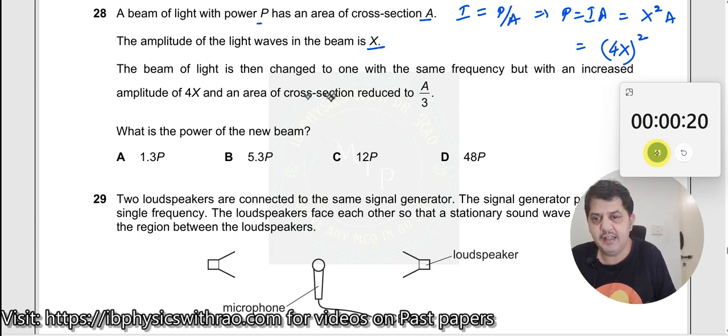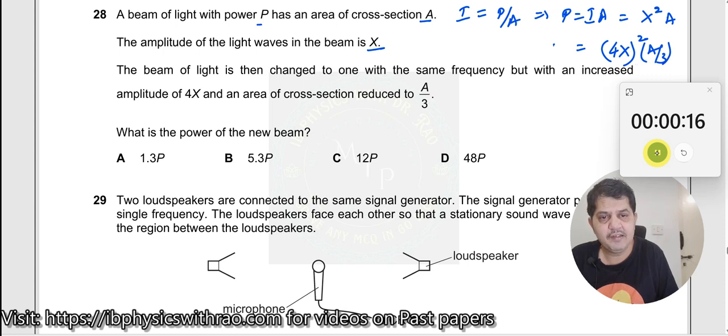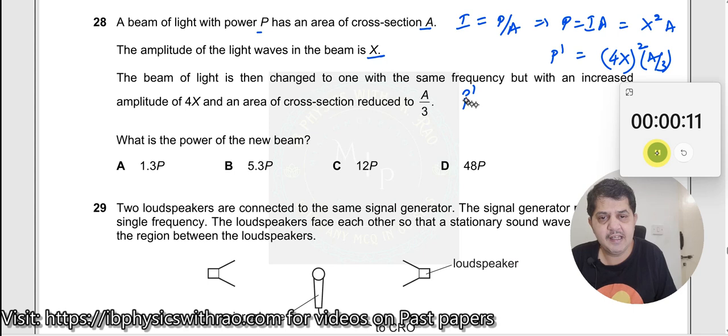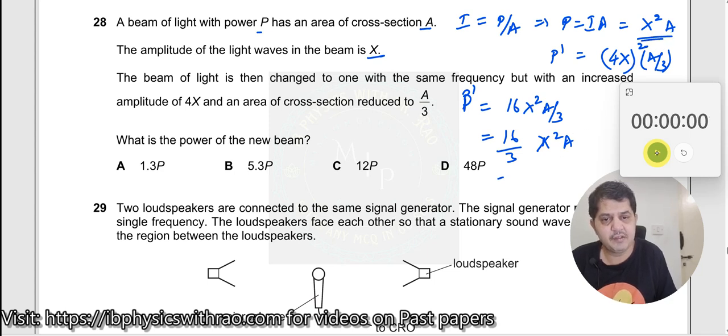And then the area of cross section is A by 3. Okay, so what is the new power? What is the new power P dash? So P dash is equal to 16x square A divided by 3, which should be 16 by 3 into x square into A. What is x square into A? P. So therefore this should be 16 by 3 times P.